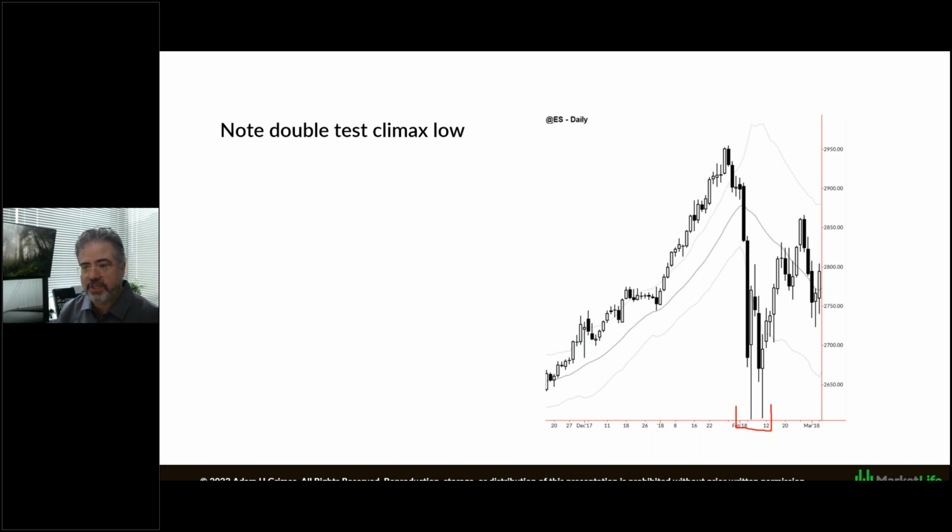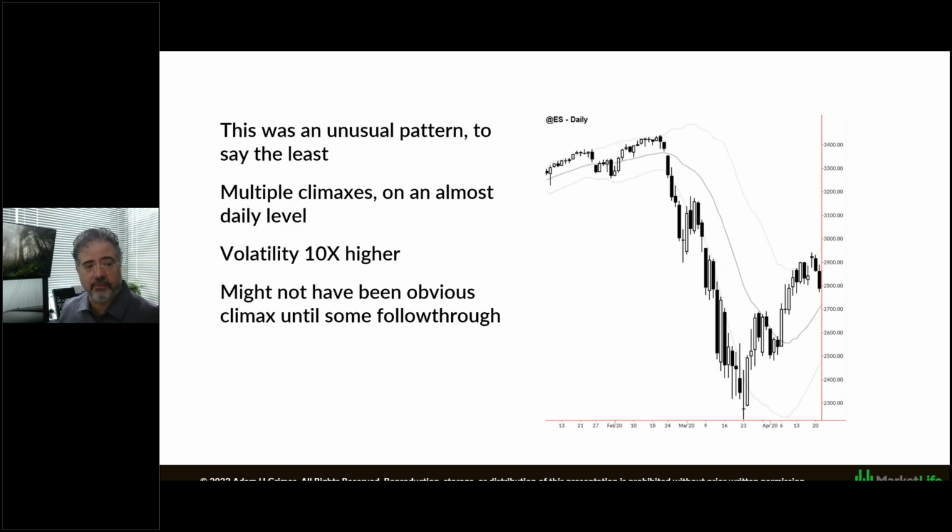It also might be interesting, if you want to do your own work, to go back and look at some of these areas on lower time frames too. There's definitely information there. This is the COVID climax.